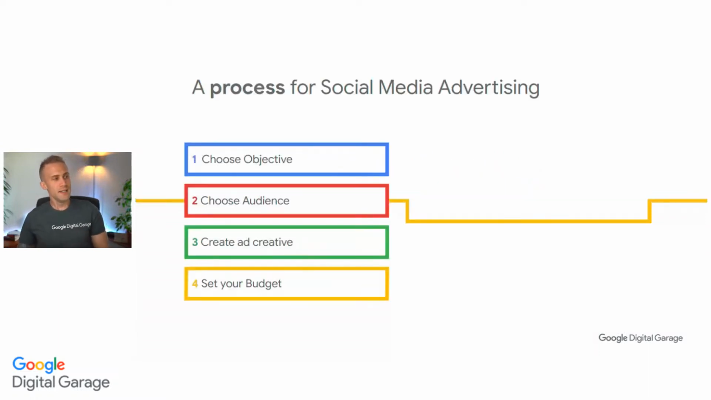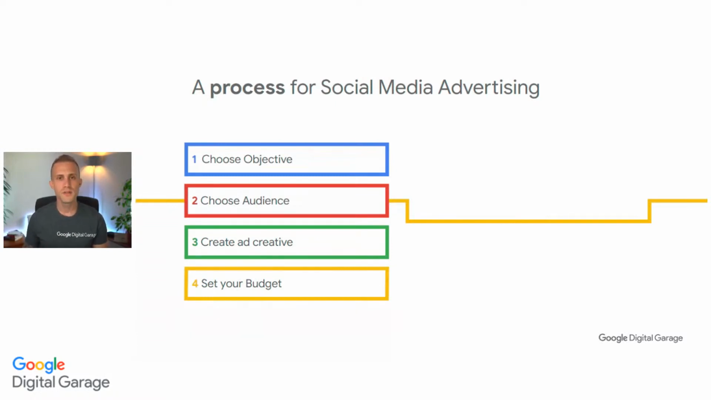Well, number one, we first need to choose your objective. What are you looking to do? Are you looking to get people to like the page? Are you looking to get people to buy your products? What is the objective? And while you are finding out the objective, you need to choose your audience, which comes back to the point of understanding your customers.